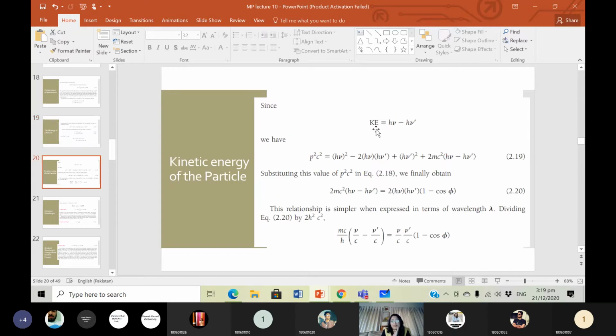Now, since we know that the kinetic energy of the electron is the difference between the initial photon's energy and the final photon's energy, because the photon has lost some energy to the electron, which goes into its kinetic energy. So basically now, we had this equation, right?